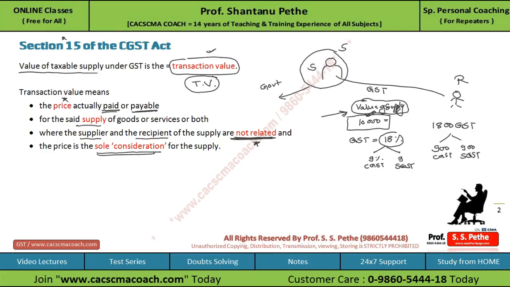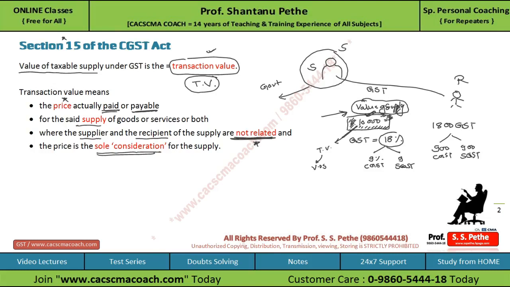So in our example, we can see that the supplier has supplied the goods and he has charged a price of 10,000 rupees. Now can we take this 10,000 rupees of price as a transaction value or as a value of supply? For this, we have to check the other conditions mentioned under the transaction value. First condition, the price actually paid or payable for the said supply of goods or services or both. And second, the supplier and recipient of the supply are not related.